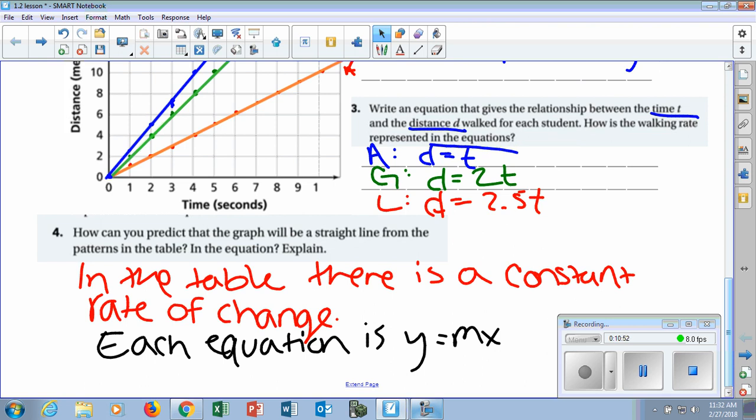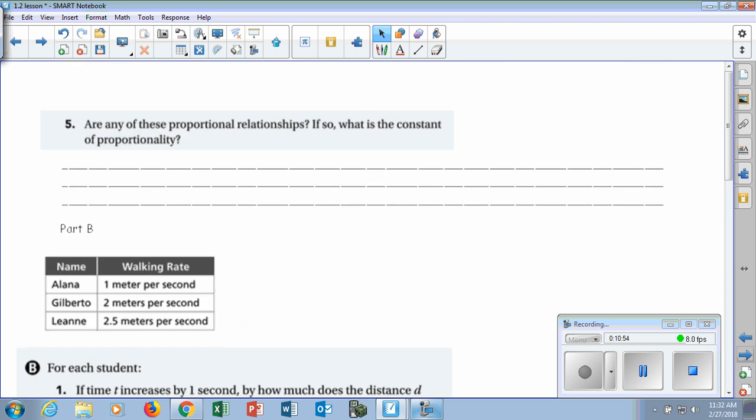So if we go on to the next page, it says, are any of these proportional relationships? If so, what is the constant of proportionality? With your shoulder partners again for a minute, determine whether they are proportional relationships, and if they are, tell me what the constant is for each of those people. And we'll come back in a minute.